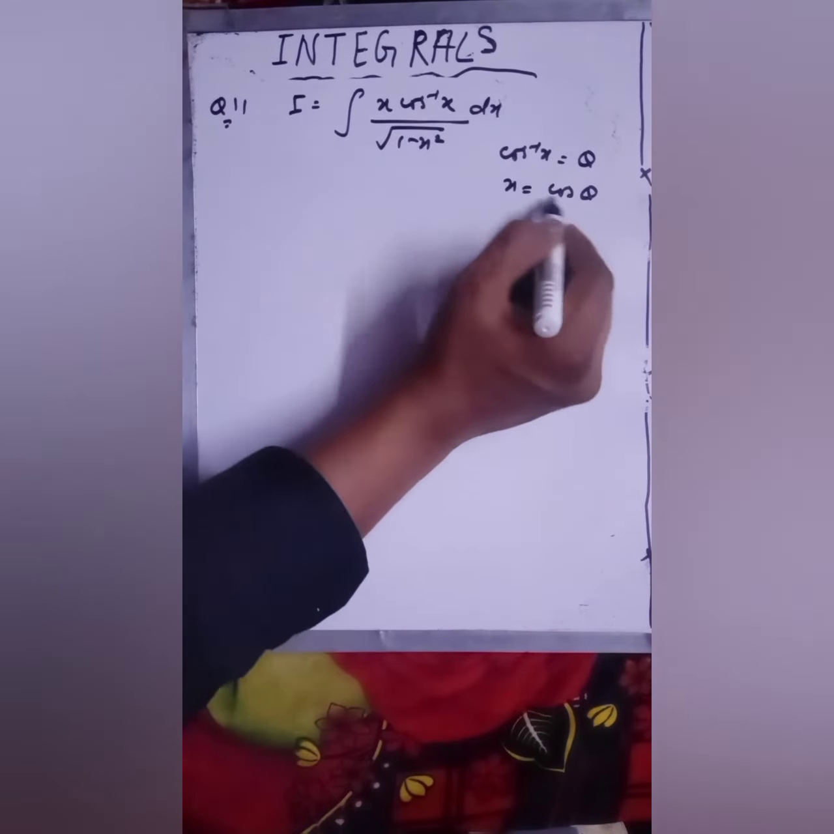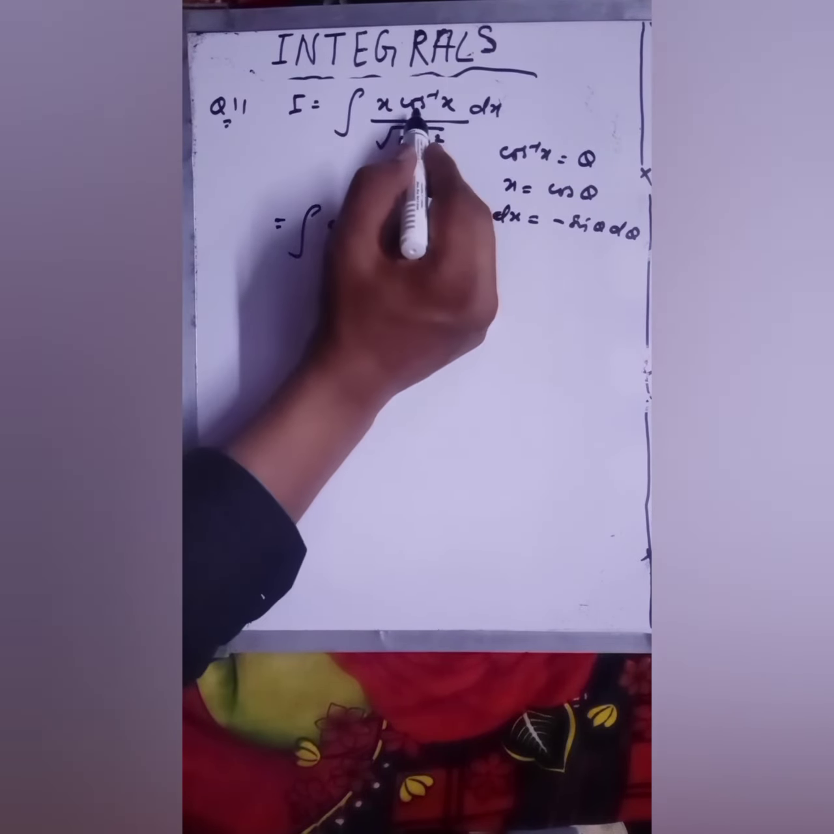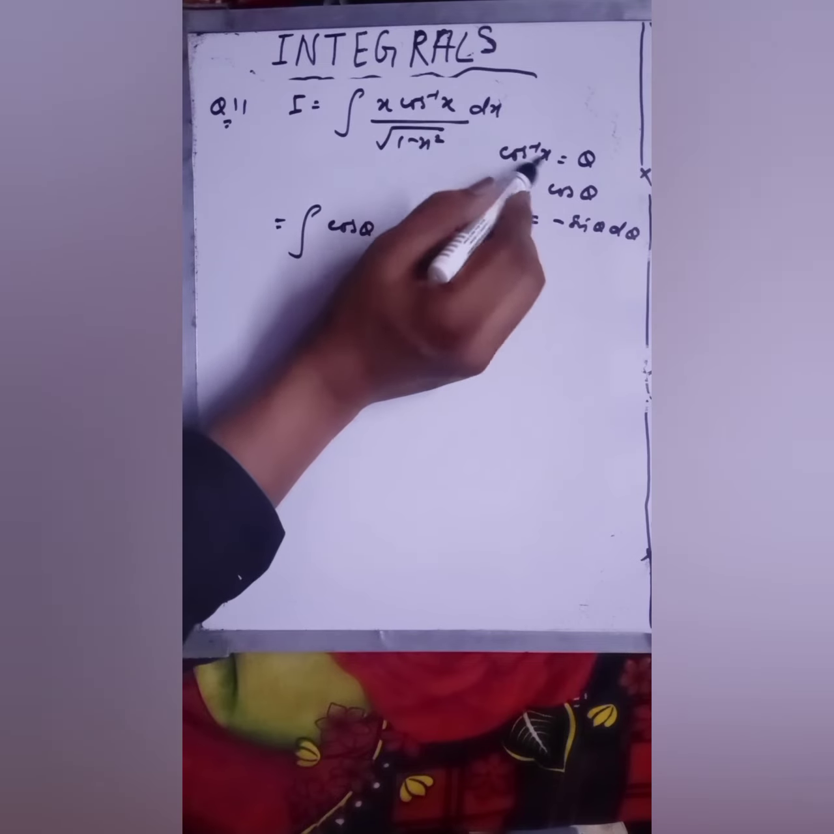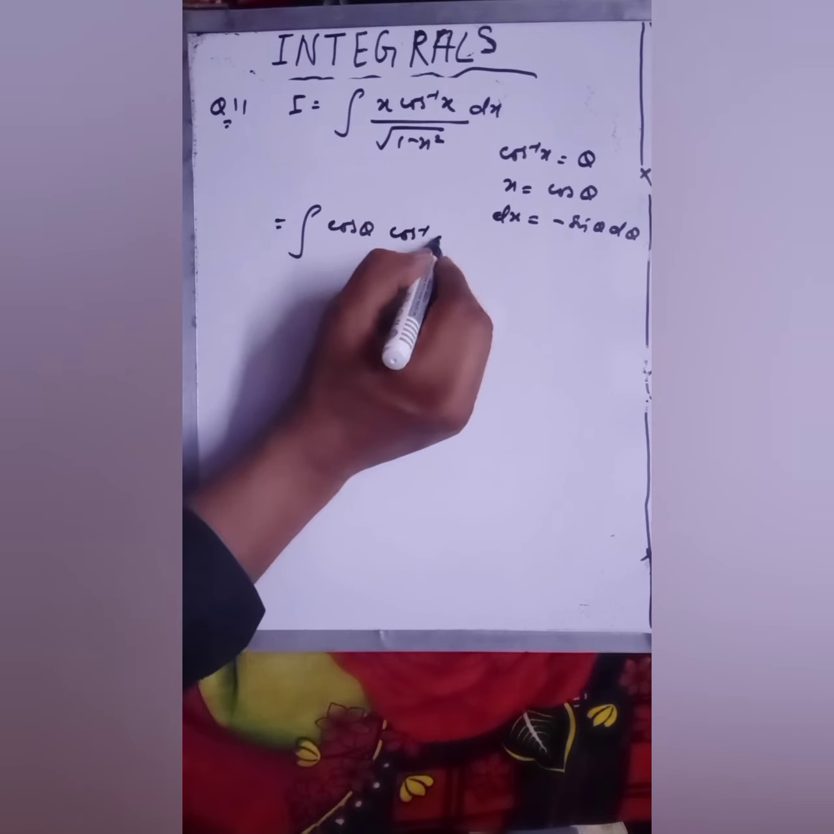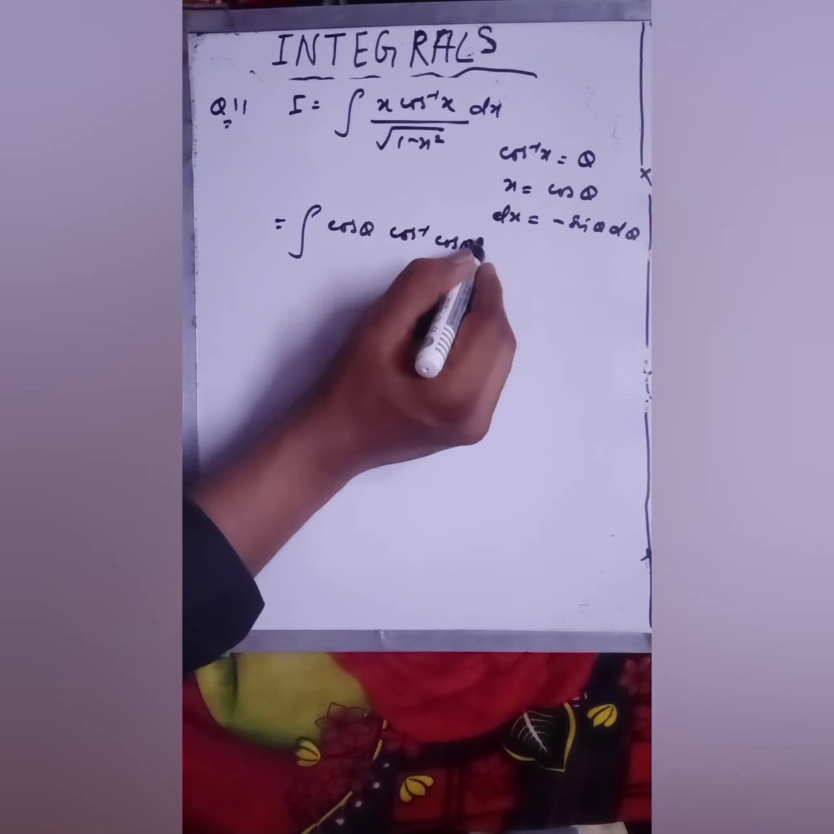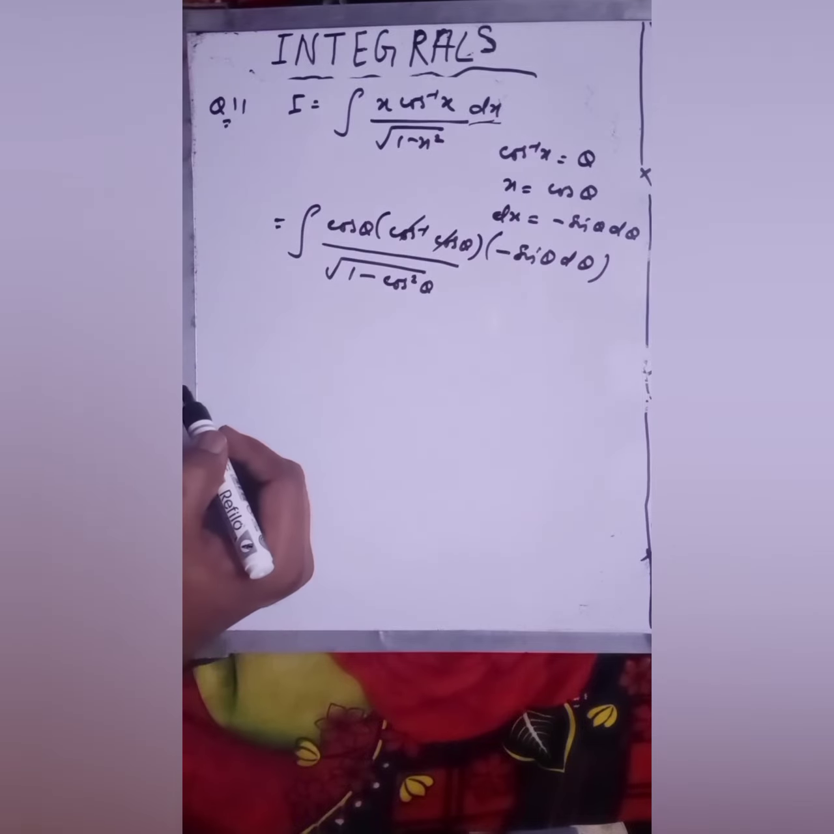So here I am putting this value. Your x is cos theta, so theta is cos inverse x. When you put this value of x here, the cos inverse and cos will cancel out, over the square root of 1 minus x squared, which is 1 minus cos square theta, and in place of dx you have to write minus sine theta d theta, like this.